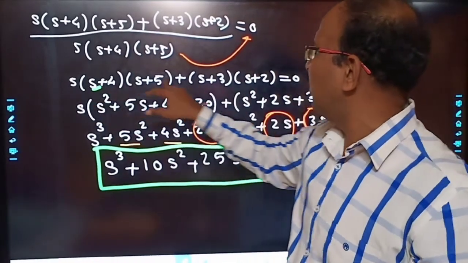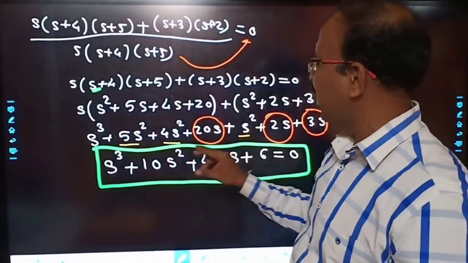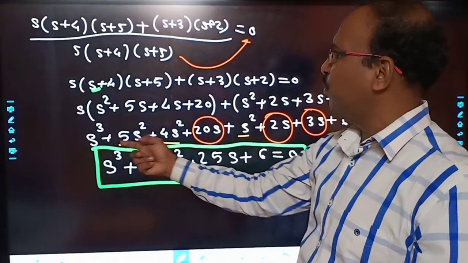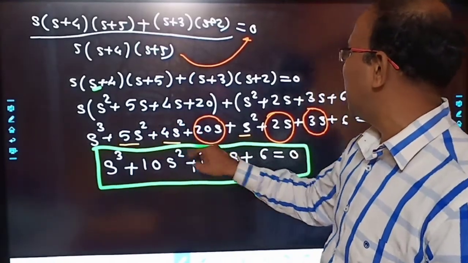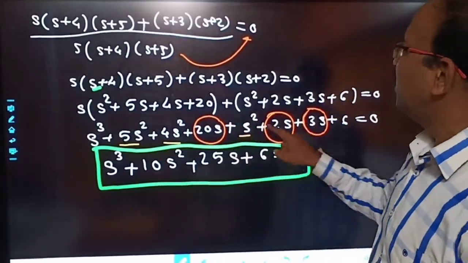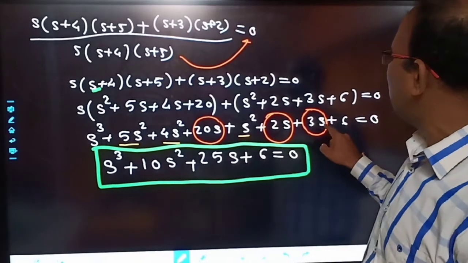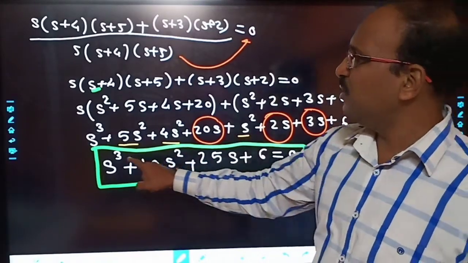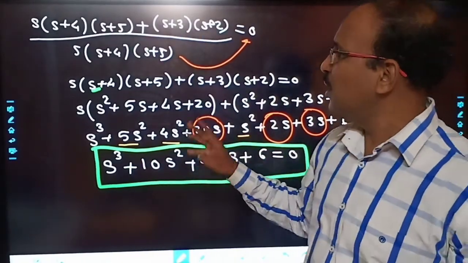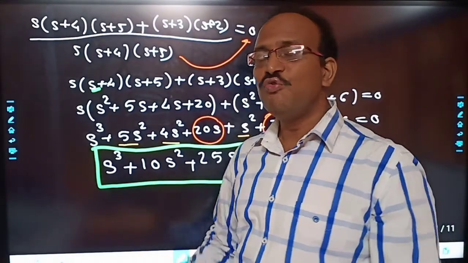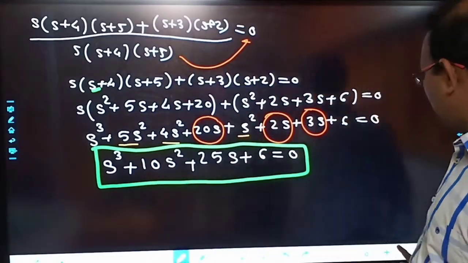Now we have to solve the bracket. If we solve the bracket, we have to collect the terms: the cube terms, then the square terms, then the s terms, that is s raised to 1, and the simple constant, that is the 6. So this is what we can call the characteristic equation. They ask for 4 marks to find the characteristic equation from this.